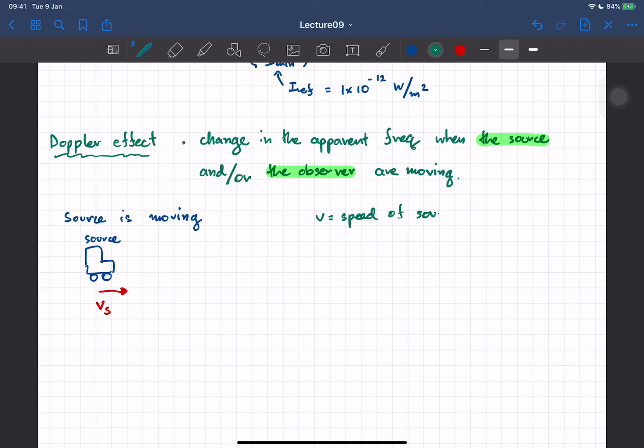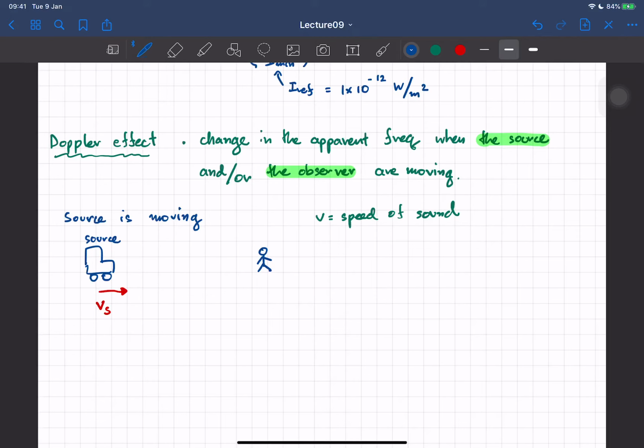And again, the speed of sound is determined by what kind of medium we have here. In this case, it's just air, so you can assume that the speed of sound is probably 330 or so meters per second. So we have V, the speed of sound, and Vs, the speed of the source. We assume that the source is moving to the right. And then you have an observer, which may be yourself, standing here. And the question is, what frequency of sound are you going to hear?